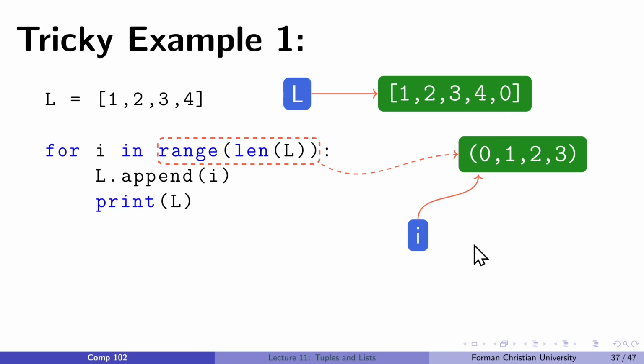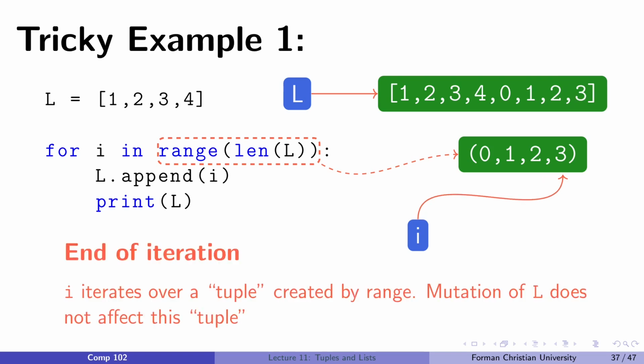In the second iteration, the value of i becomes 1, and that 1 is appended again at the end of the list. Then when i is 2, you append that into the list. And when i is 3, one more is appended. That's pretty much it. That's the end of iteration. The loop stops. The range only had 4 values. Mutating L does not affect this range.